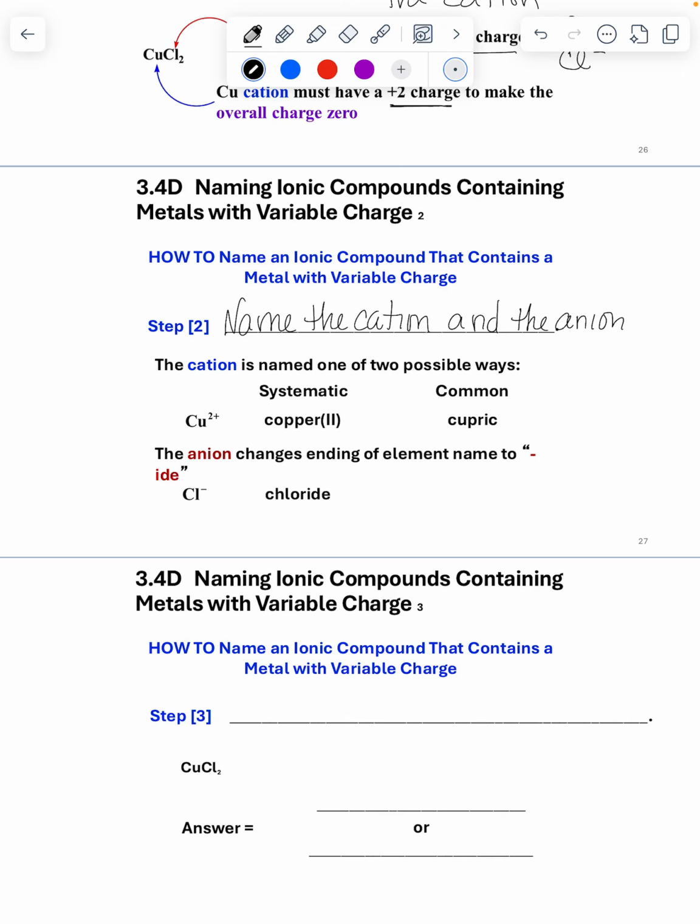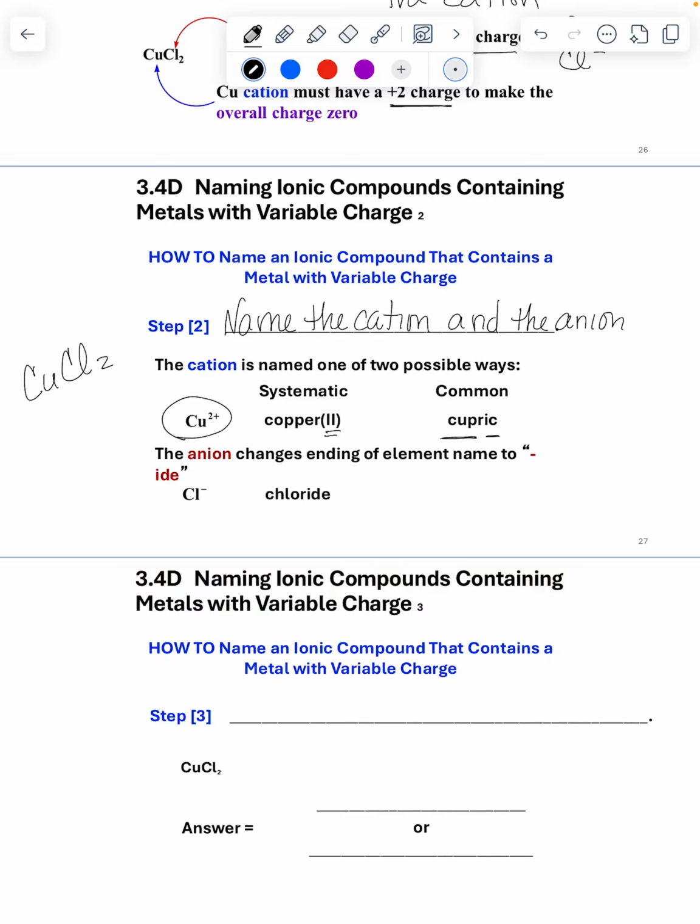So the systematic name, since we decided that it was copper 2+ that was making up the formula, remember our formula was CuCl2, and so we determined that it was copper 2+. So that means that we need to use Roman numeral 2 after the word copper to indicate that it is the copper 2+ ion. When using the common name, we use cupr- as the prefix. And we would want to end it with -ic because it is the higher charge. So cupric would be that name.